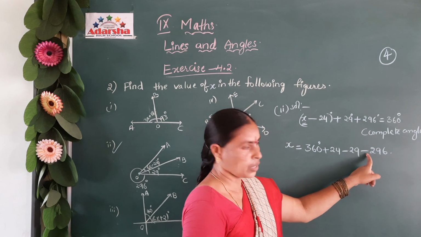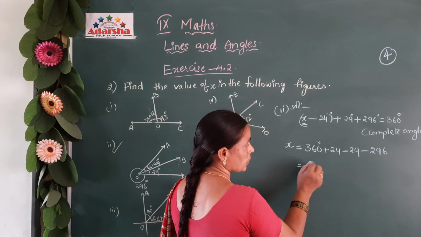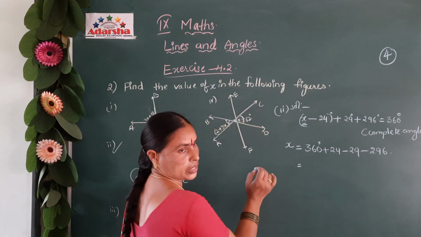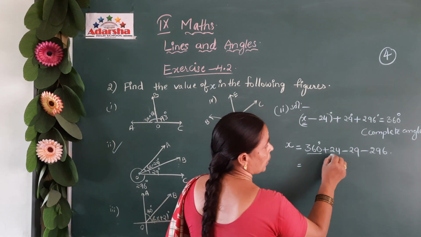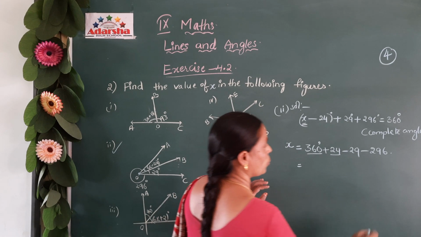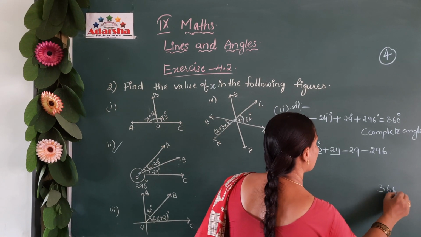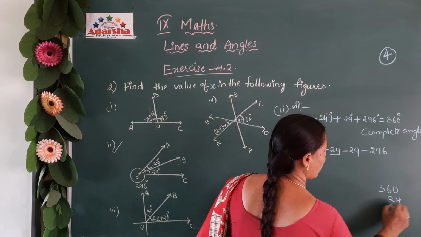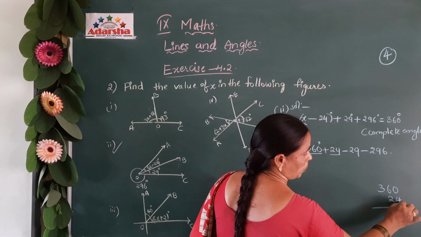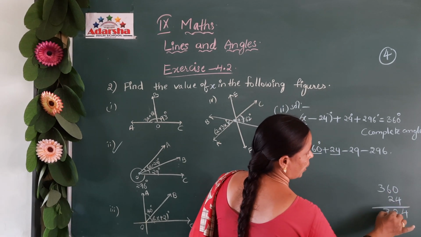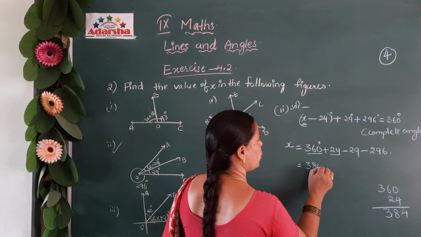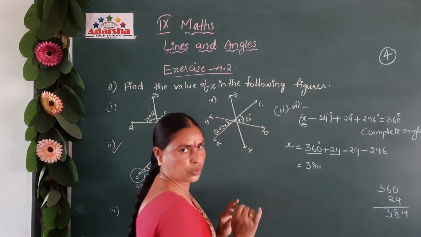Okay, plus becomes minus. Now in these, here four constant numbers are there. In these, 360 is a positive integer, plus 24 is a positive integer. You have to add the two positive integers. 360 plus 24. 0 plus 4, 4. 6 plus 2, 8. 3, as it is. 384 is the sum of the two positive integers.